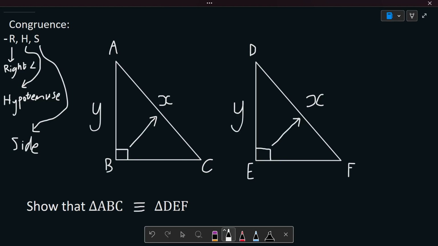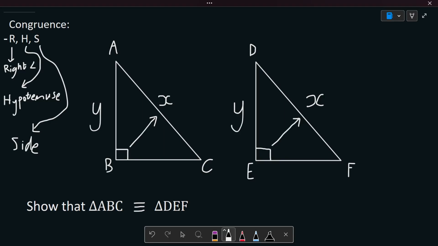In this reason, we're going to be working with a right angle, a hypotenuse, and a side. Remember, that's what our reasons actually state. If it's side angle side, we're going to be working with two sides and an angle, and that angle has to be between those two sides. And if we're working with two angles and one side, that is going to be our angle side. But now in this case, right angle, hypotenuse, and side.